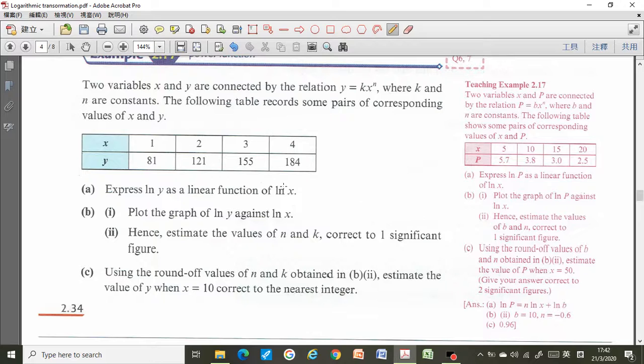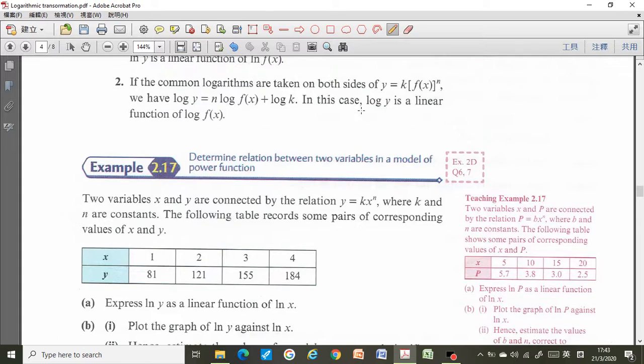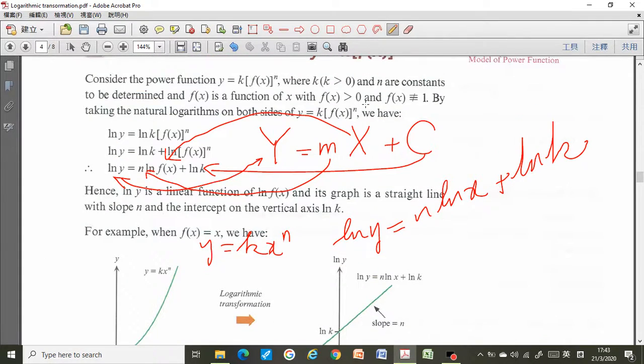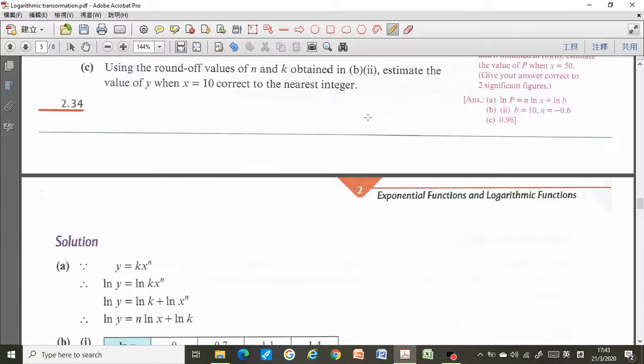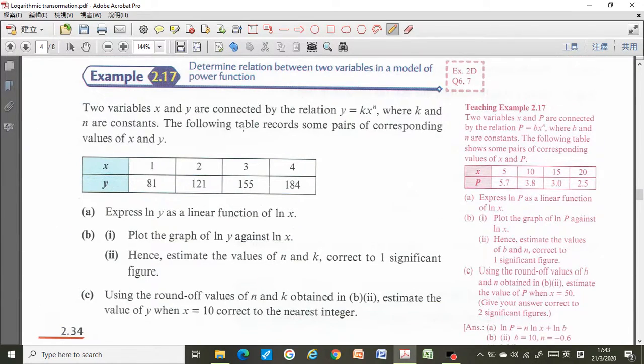Now let's show an example. Two variables x and y are connected by the relation y equals k x to the power n, where k and n are constants. Here we must know that k must be positive, and x must be greater than 0, and x cannot be equal to 1. That is the problem. So you want to make the logarithm transformation so that log y is linear.